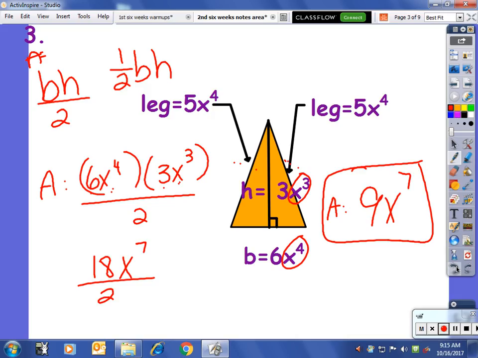Okay, so look at the perimeter. What do I not need when I'm finding perimeter? The height. Perimeter is the distance outside a figure, never inside. So for perimeter, I'm looking at these three sides here. 5x to the fourth, 5x to the fourth, 6x to the fourth. Are those all like terms? Yeah, they're like terms. They all are x to the fourths.